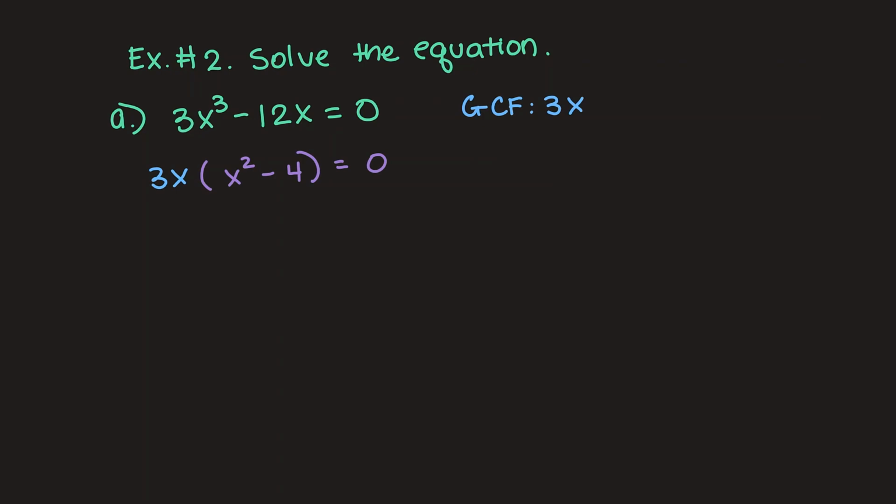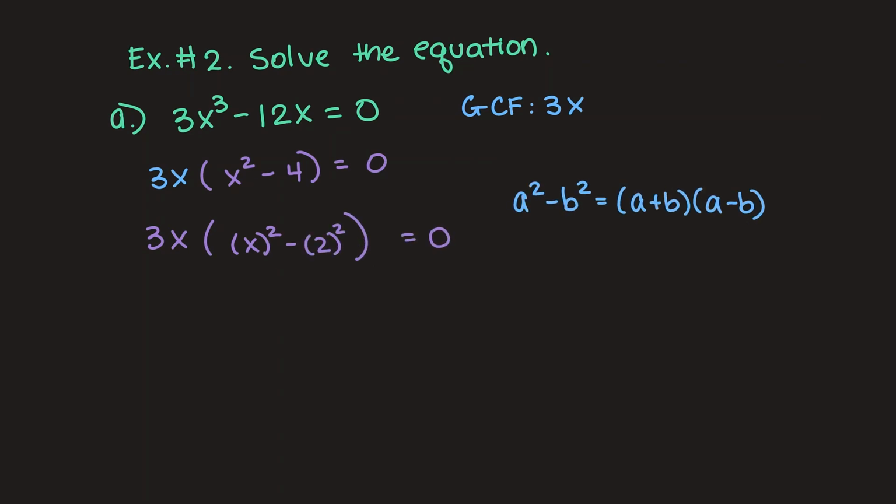The next step would be to check if you can factor anything else further. This factor is actually a difference of two squares, since we can rewrite it as x squared minus 2 squared. So we can factor this using the following formula, where a is x and b is 2.